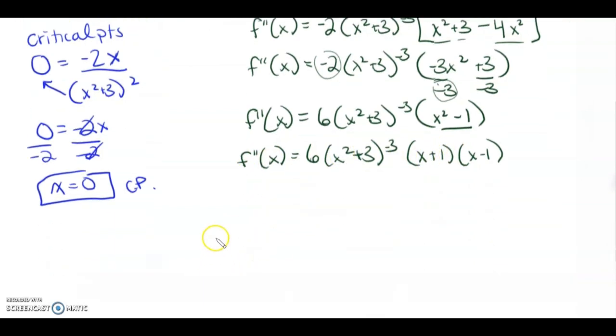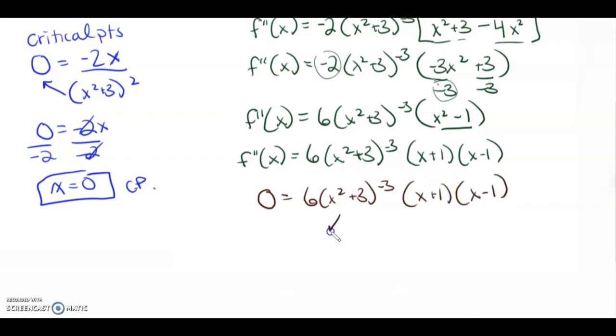Okay, so to find possible points of inflection, what we want to do is equate this to 0. And that means that each one of these factors, we have to do that because of the negative 3, we want to find when each one of these factors equals 0.